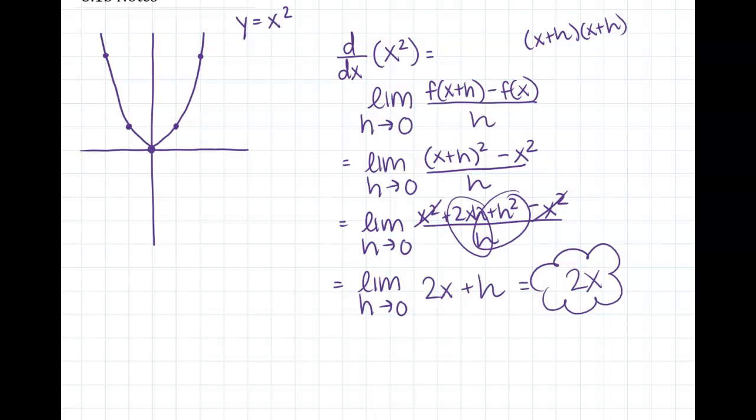Well, let's find some points. So f prime of negative 2 is just 2 times negative 2, which is negative 4. F prime of 0 will be 2 times 0, which is 0. F prime of 2 will be 2 times 2, which is 4. You could do the ones in the middle too, but I'm just going to do those three. So then our points that we have are negative 2, negative 4, 0, 0, and 2, 4.